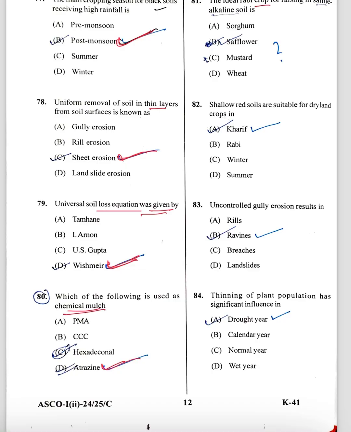The ideal Rabi crop for raising in saline alkaline soil. So this is an ambiguity. It might be safflower, mustard, or sorghum. In all these cases, they can be grown in saline and alkaline soil. So if you have the answer with evidence, then you can share it in the comment section. Most probably it might be mustard or safflower.